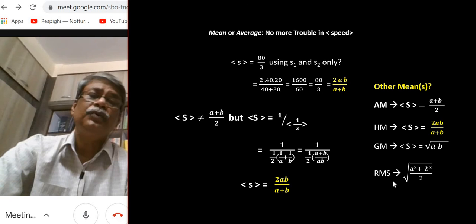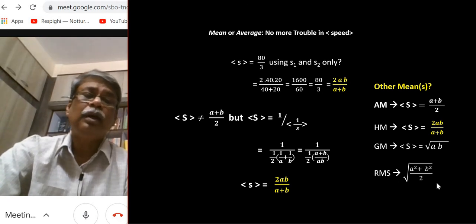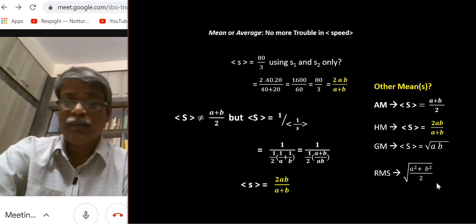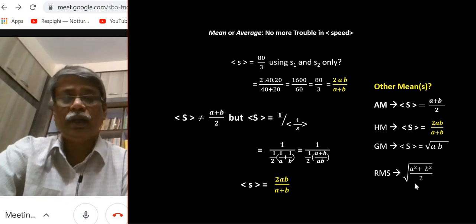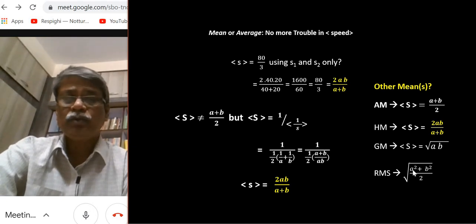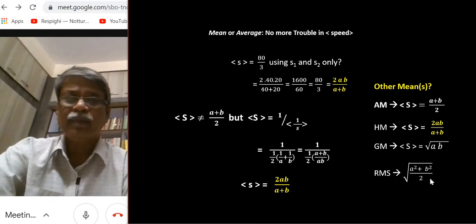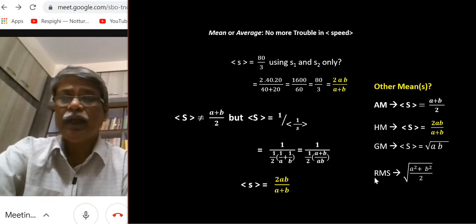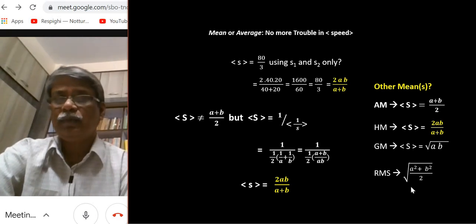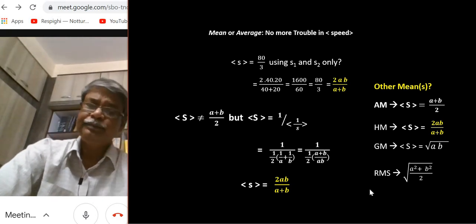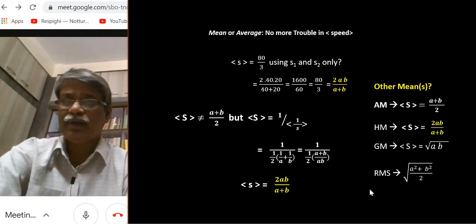Just don't get confused with this name. Rather, don't try to remember this name by memorizing. It is very logical. You are taking some mean of some square, so mean square. So of some square, so a square plus b square, sum of the terms by 2, arithmetic mean. And then you are taking finally the square root, so root. So root mean square is square root of a square plus b square by 2. Fine. So at least 4 averages we have got.